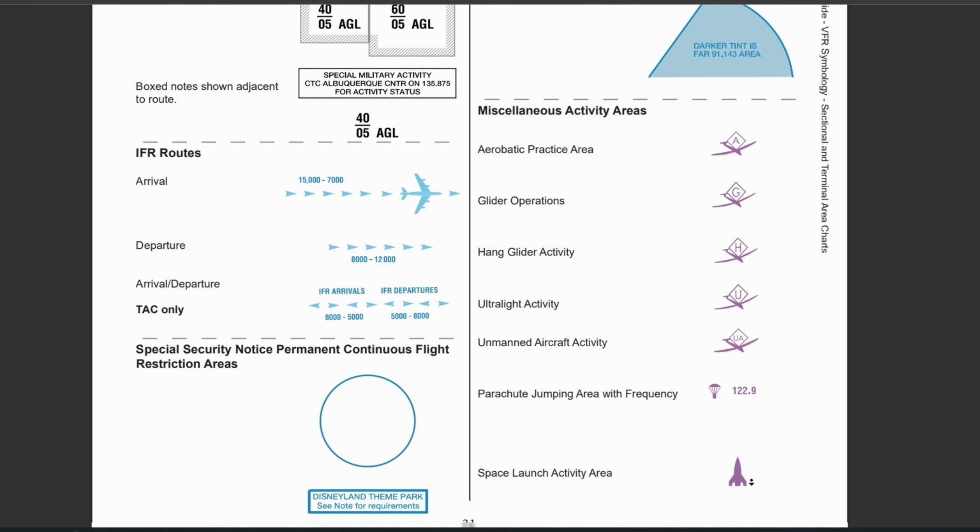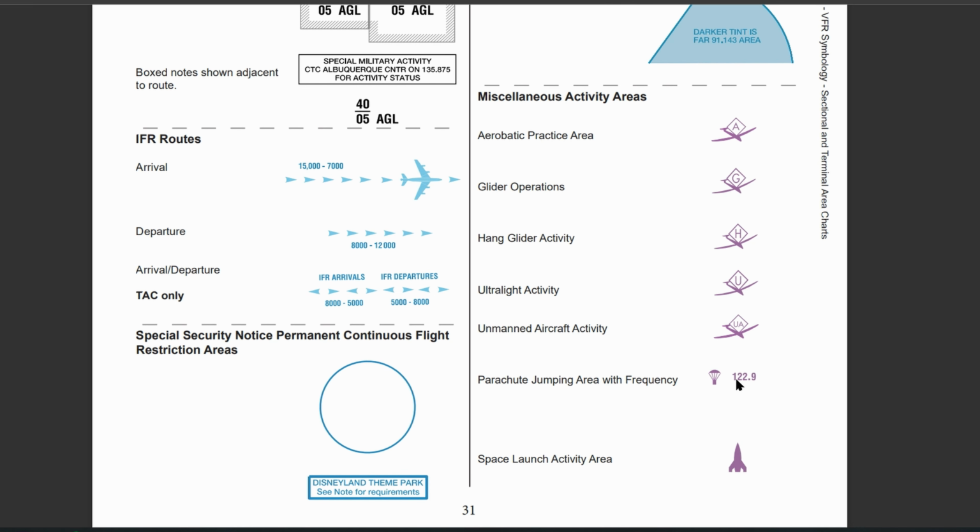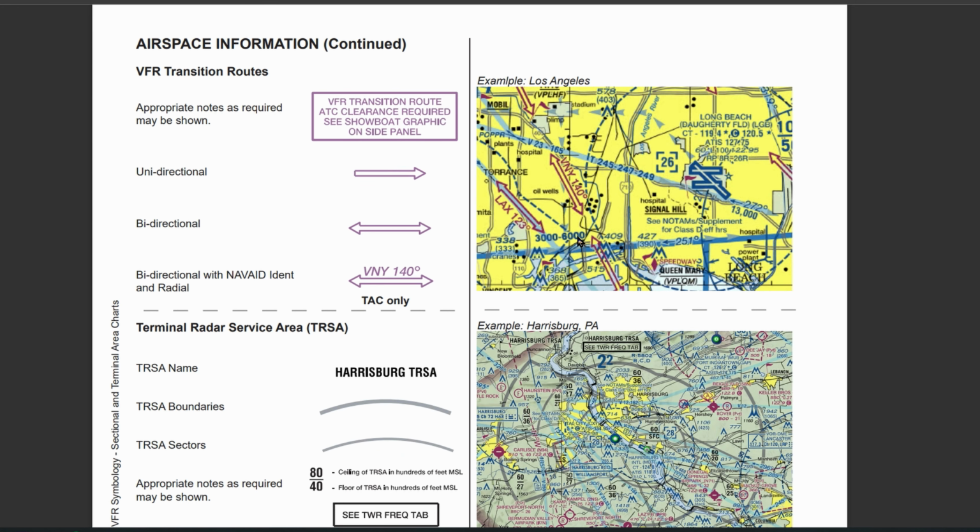You then have parachute jumping areas. If there's a frequency, it'll have a number right here, the frequency they're operating at. And then you have space launch activity area, which is basically just a giant spaceship. You then also have permanent continuous flight restricted areas. So something like Disneyland would have a circle around it. You can't fly there, ever. You have VFR transition routes, which are represented by arrows in the direction that they'd be transitioning. You have unidirectional, so if they're only going one way, or bidirectional if there's traffic across both ways.